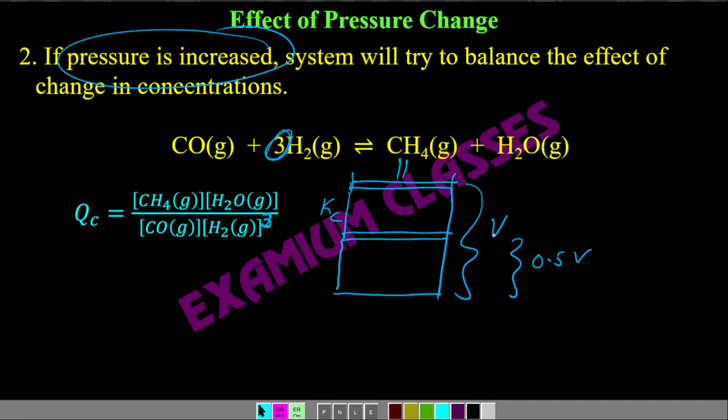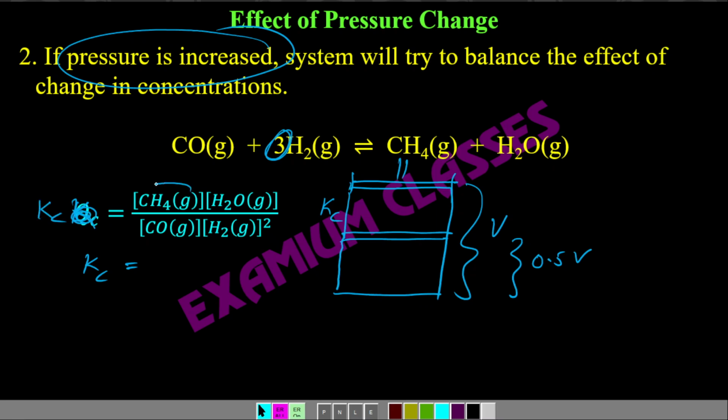And you know, if Qc is less than Kc, reaction will go in forward direction. If Qc is greater than Kc, reaction will go in backward direction. So how do we calculate that? Kc will be the CH4 concentration, okay? And what will be the CH4 concentration? Initially I write it as Kc. This is not Qc, say it is Kc.